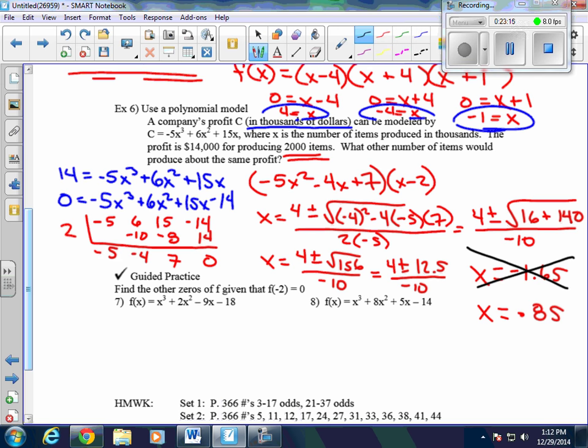So x must be equal to 0.85. However, once again, we need to remember that this is in thousands. So what would the other solution be? Well, we're going to need to multiply that by 1,000. So it's going to be about 850. So 850 would be another solution to this problem.